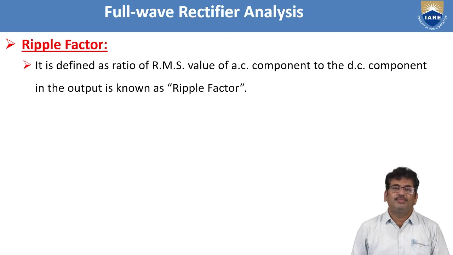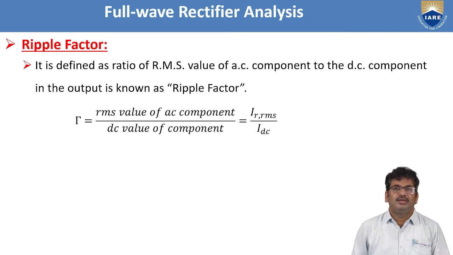The next factor is the ripple factor. It is defined as the ratio of RMS of the AC component to the DC component in the output. So the ripple factor is given as the RMS value of the AC component, which we write as IRRMS, divided by the DC value of the component. The component you can take as either a voltage term or a current term. So the DC value of the component is given as IDC.